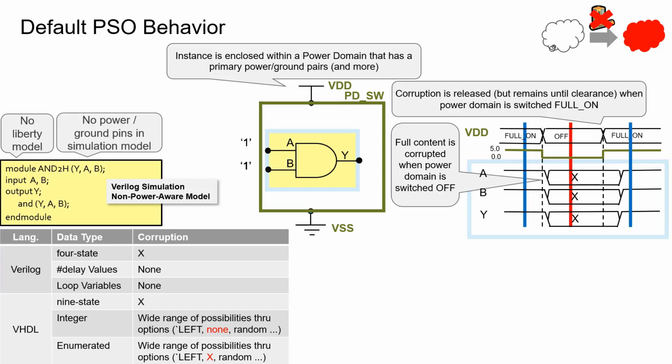If you have a VHDL 9-state object, like std_logic, we are going to corrupt it to X fairly easily. There are a couple of outstanding points on which we will not apply corruption, like a delay value or loop variables. But I just wanted to raise two specific outstanding exceptions: one is enumerated VHDL types, and the other one is integer.